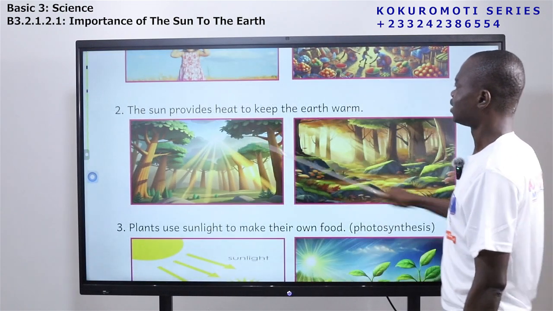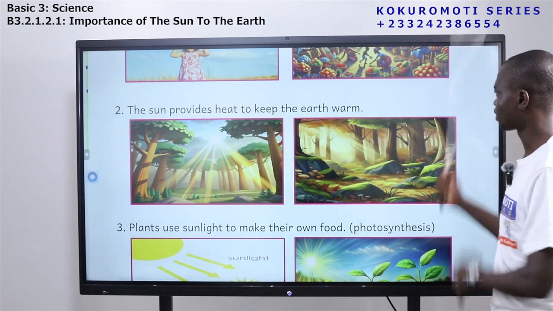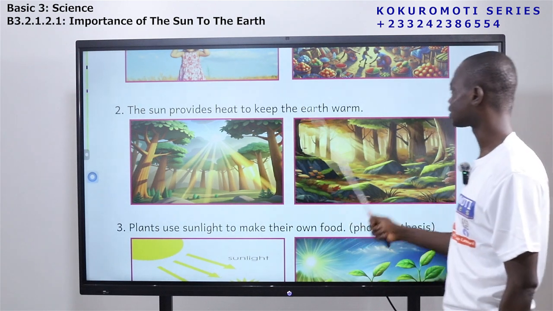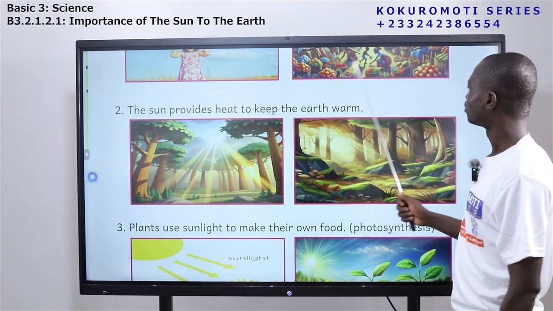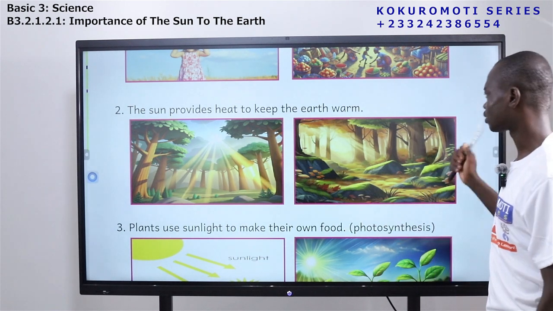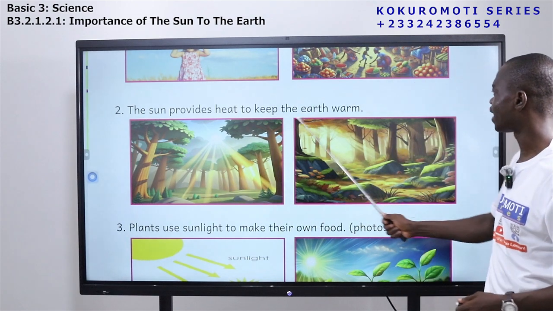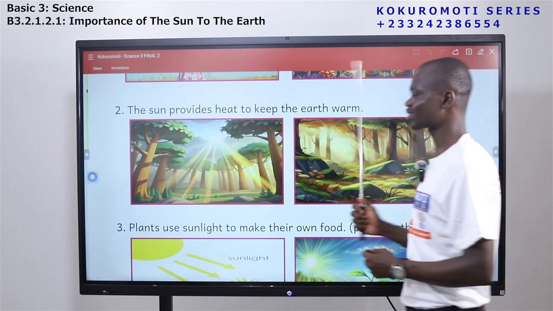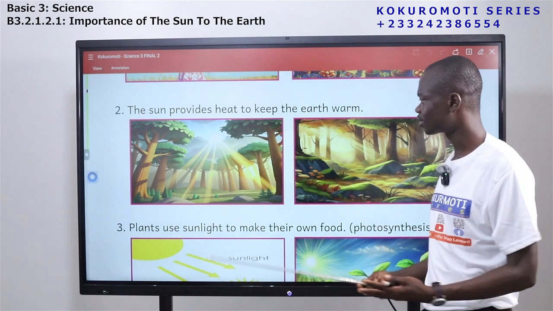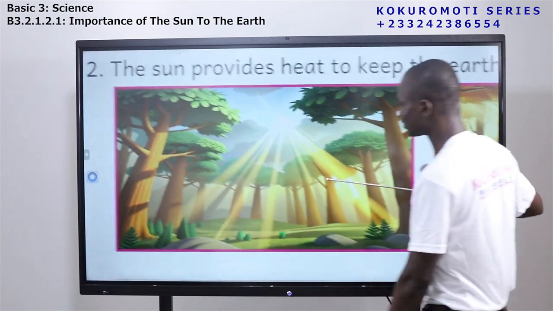The next one is this. The sun provides heat to the earth. The sun provides heat to what? The earth. The sun provides heat to keep the earth what? Warm. I'm taking it again. The sun provides heat to keep the earth what? Warm. So the sun gives earth what? Heat. And that heat keeps the earth warm.